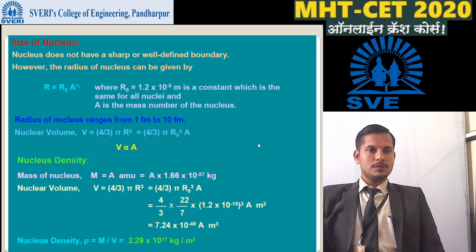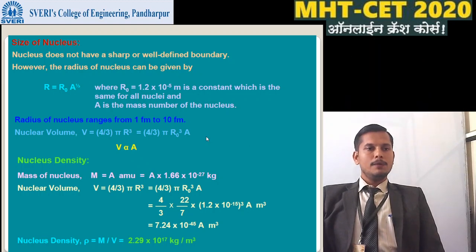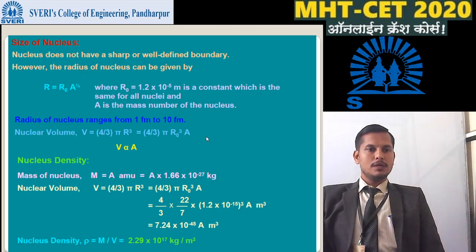The nucleus does not have a sharp or well-defined boundary. However, the radius of the nucleus can be given as R equals R0 A raised to 1/3, where R0 is 1.2 × 10^-15 meter, which is a constant that is the same for all nuclei, and A is the mass number of the nucleus.